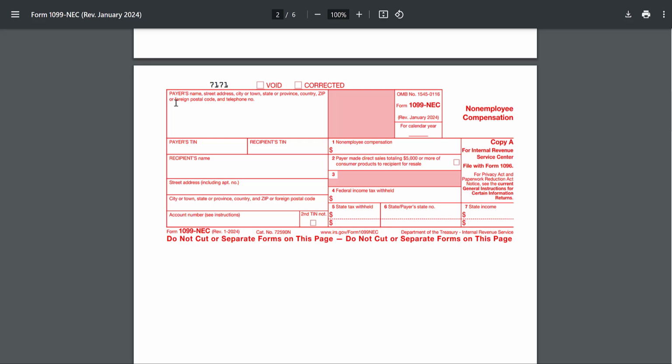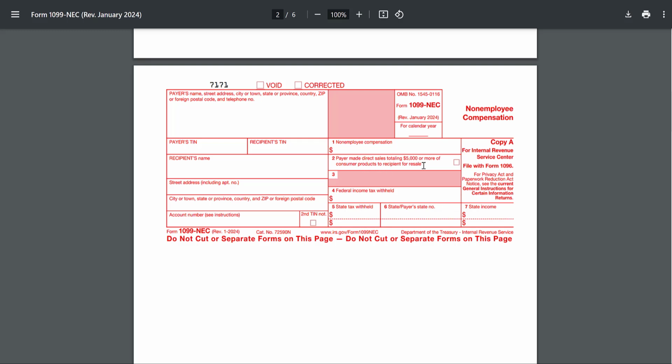then you go in and you put the payer's name, that's your information right here, your address, your telephone number, your tax identification number, the recipient's tax identification number, their name, their mailing address. You don't have to fill out the account number, but you can. For calendar year 2024, if we're talking about the 2024 tax year, the total amount of non-employee compensation that you have paid them, and federal income tax withheld, if any. If you did not withhold any, you can just leave this blank. The state information for the state tax withheld.